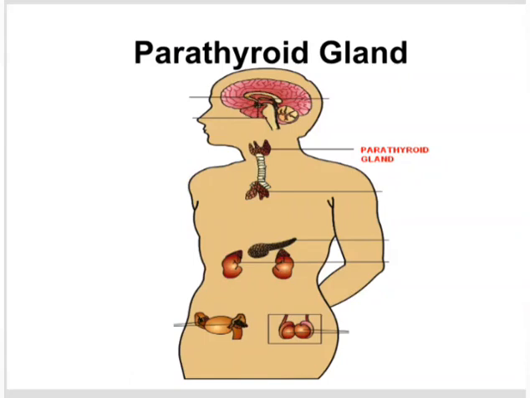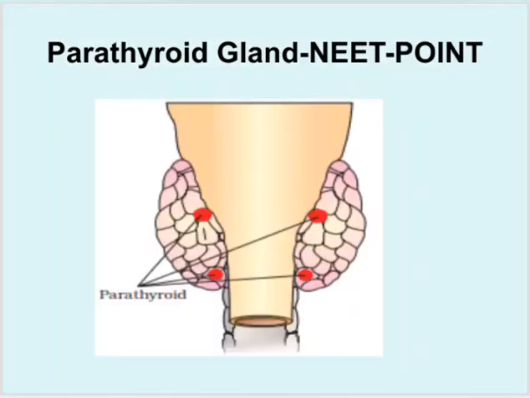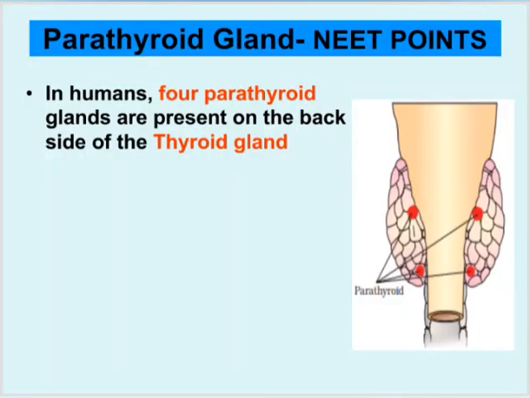This picture shows the location of the parathyroid gland. The parathyroid gland is located behind the thyroid gland. This picture shows the number of parathyroid glands and their location. There are 4 parathyroid glands located on the backside of the thyroid gland. Parathyroid gland NEET points. In humans, 4 parathyroid glands are present on the backside of the thyroid gland.